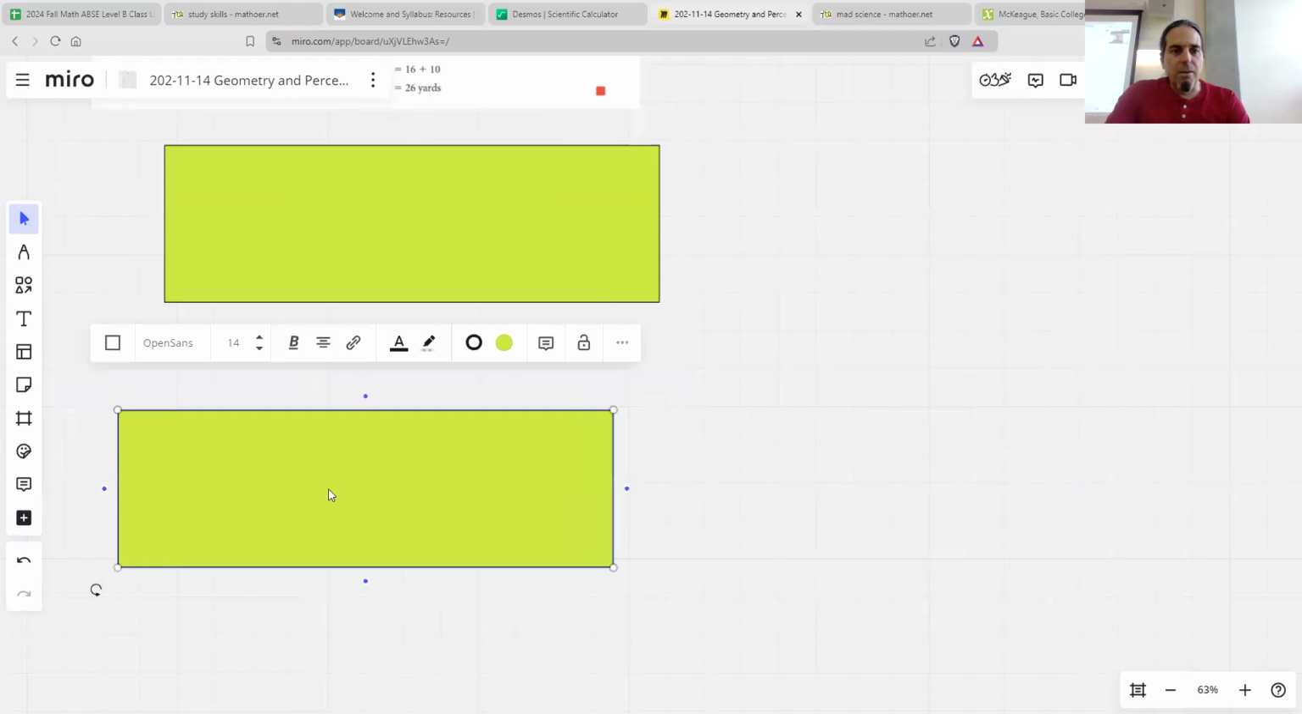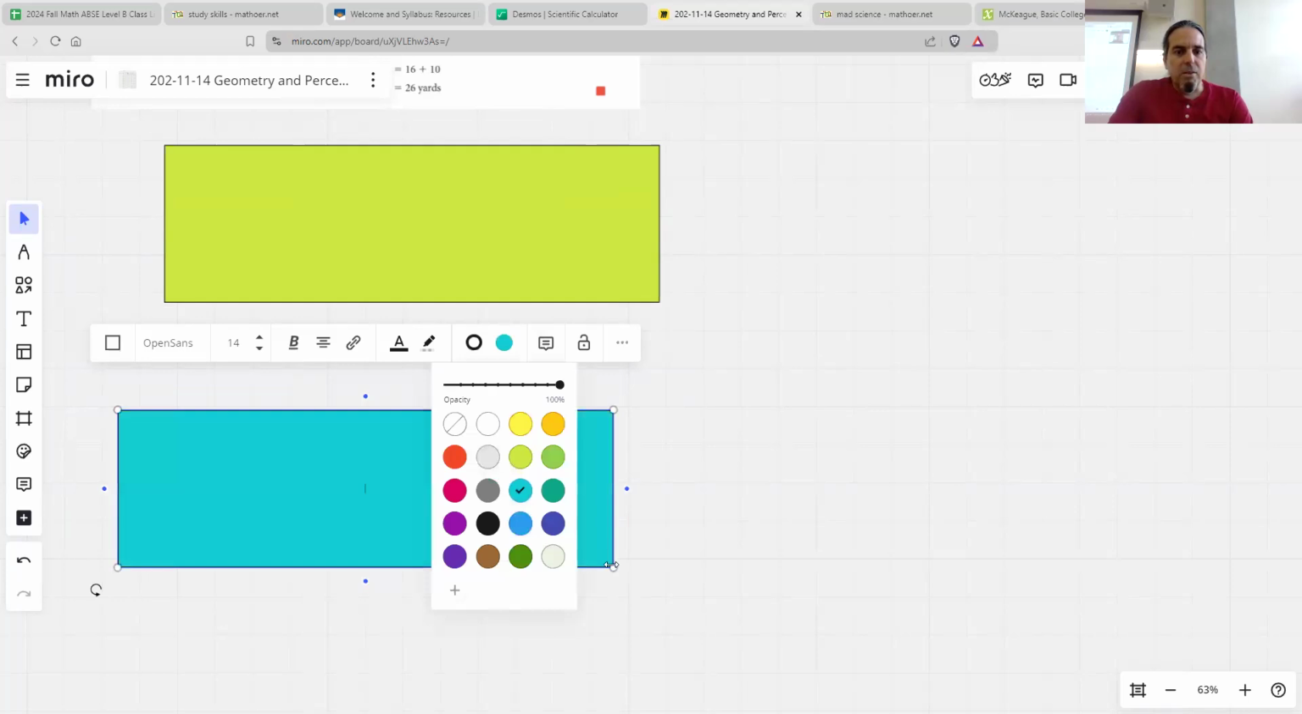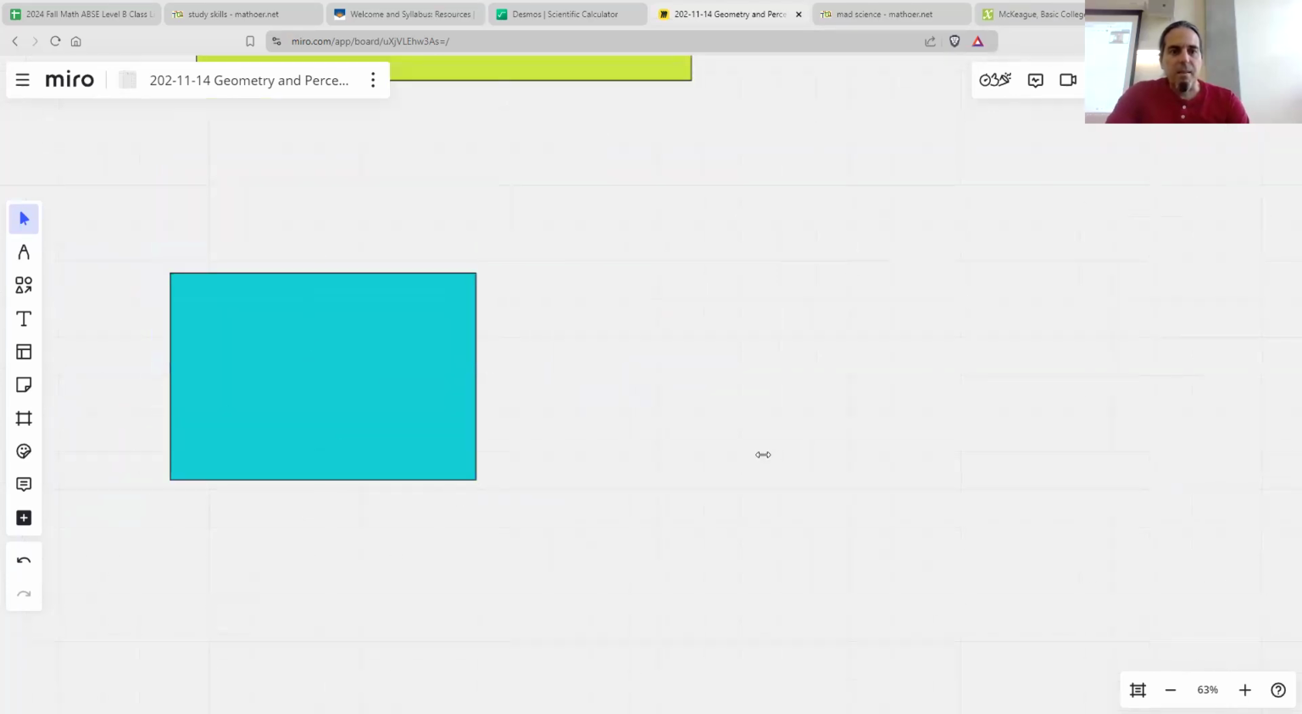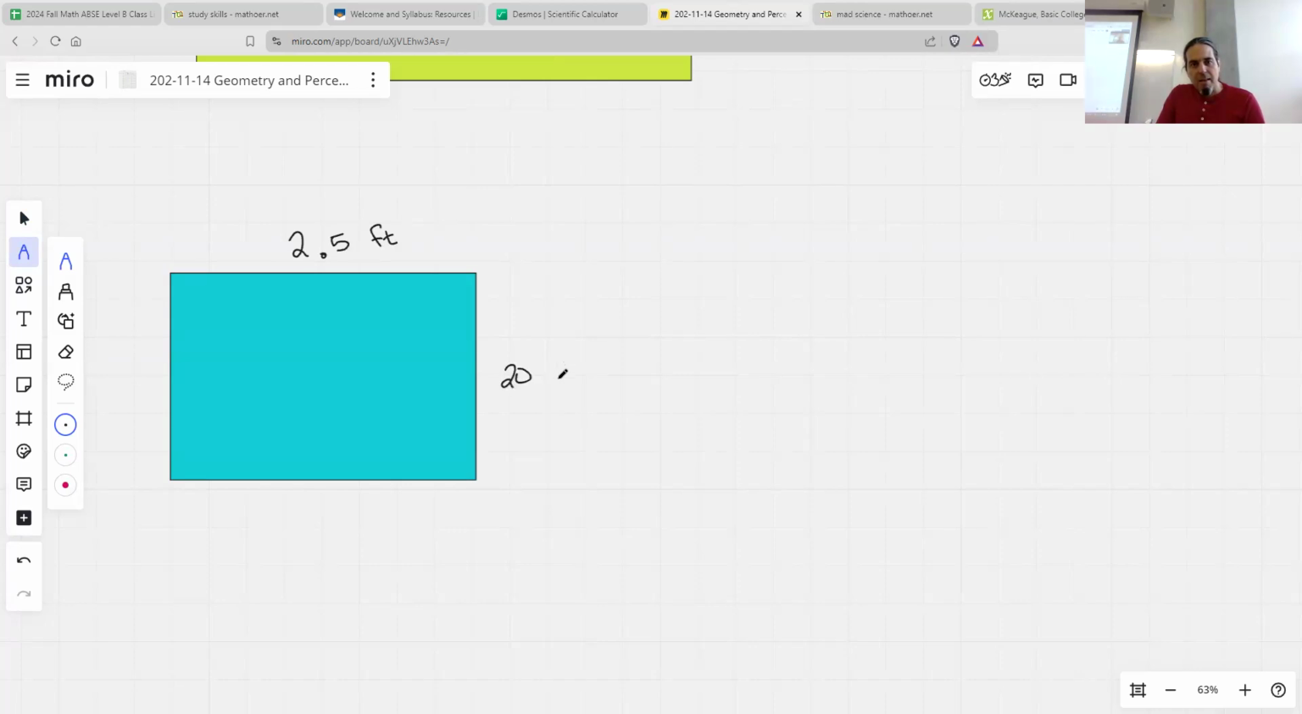Sorry, my keyboard is not working. Okay, so here we have a shape that is 20 inches on one side and 2 feet on the other. Is that what it was? 2.5 feet. And they're asking for the perimeter of that.